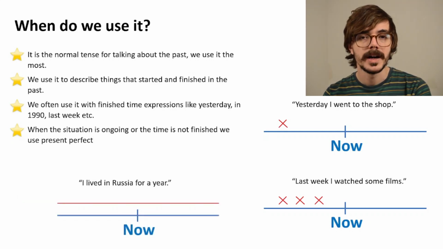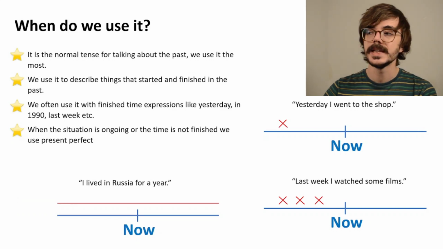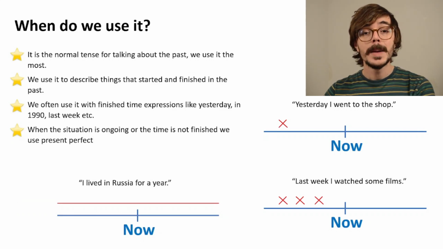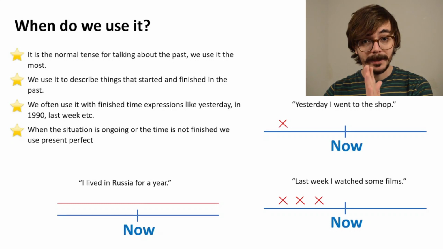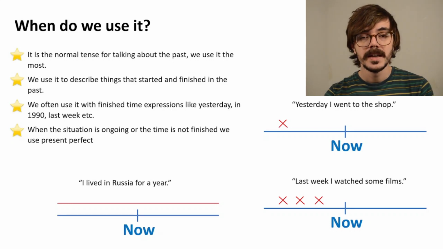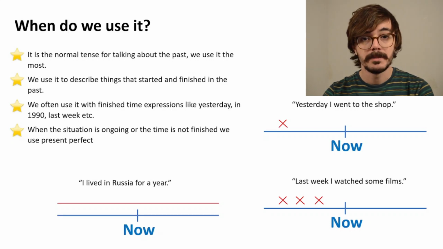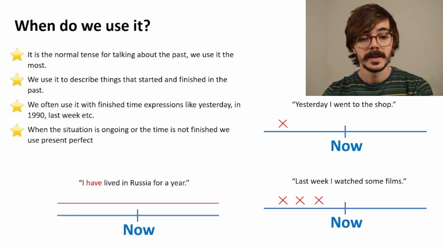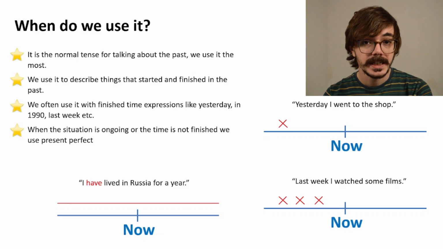What about this timeline though? Here you can see the event started in the past, but it's still happening now, and it's continuing into the future. So here we wouldn't use the past simple because it's not finished. We would use the present perfect. I have lived in Russia for 1 year.